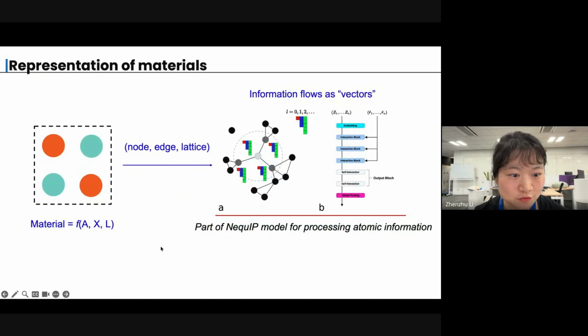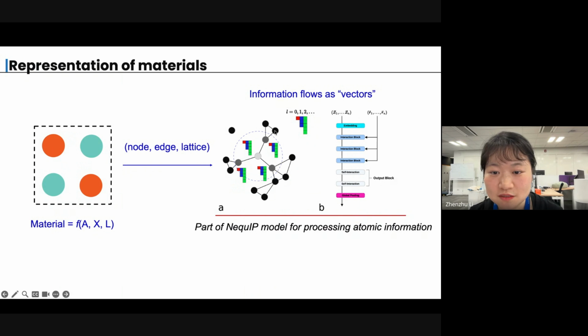And then for materials, usually we represent the materials as a graph. For the graph, we have the nodes and also the edges, which are the bonds between different atoms. We also use the lattice to represent the environment that all the atoms are in. For developing or training different machine learning interatomic potentials, we need some kind of architecture, and this is part of the architecture I take from the NequIP model.